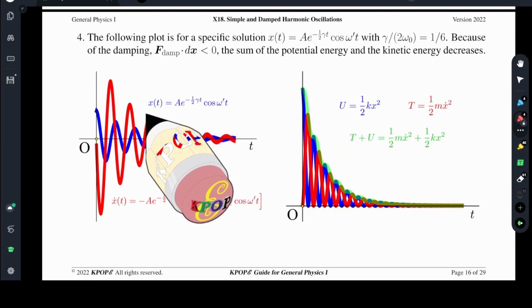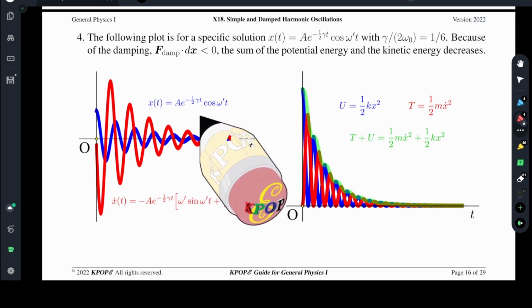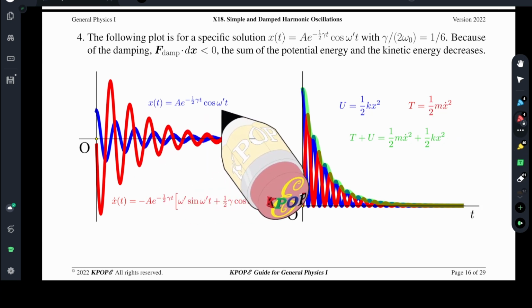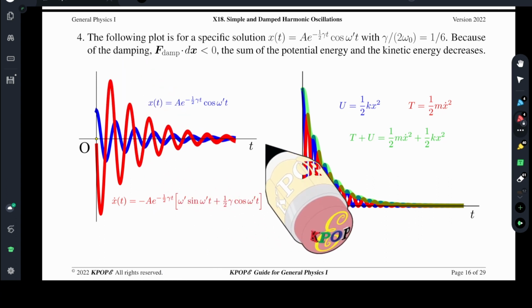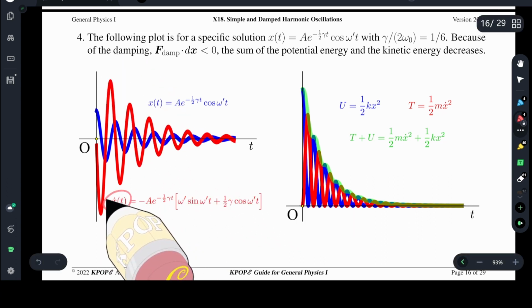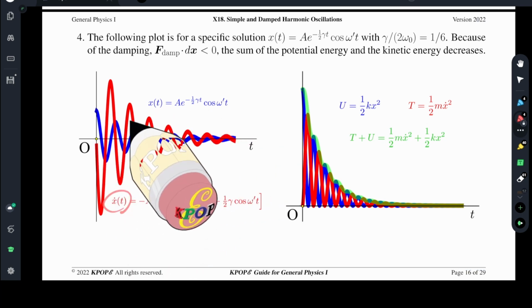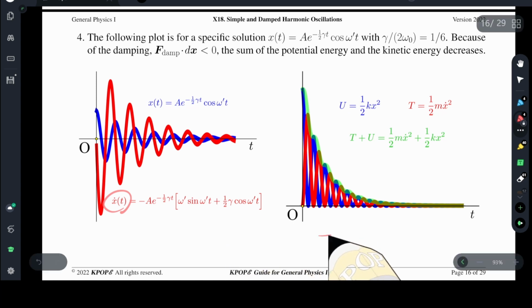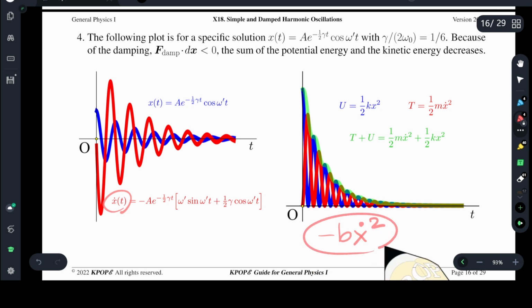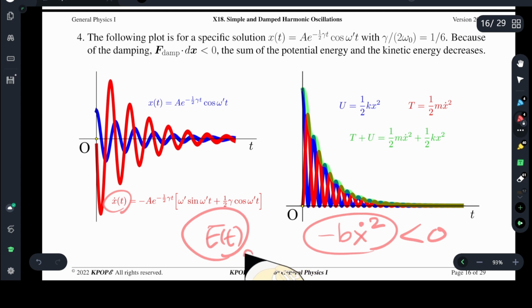We have this illustrated. The typical solution, not general, but typical, gives oscillatory behavior, but the amplitude is decaying. The red one is for the velocity, and the blue one is for the displacement. As you can see, because of damping, the power is negative. That means the energy of the solution is decreasing. The energy is the total mechanical energy, the kinetic energy plus the potential energy.